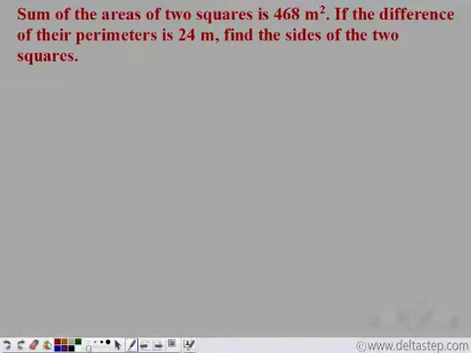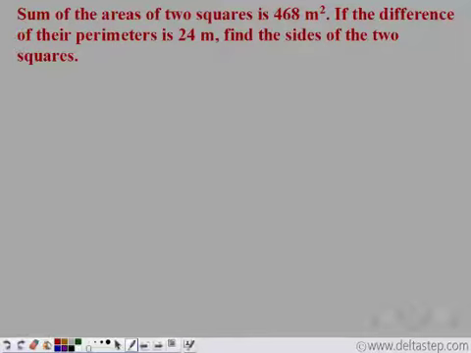So let us solve this problem. Sum of the areas of two squares is 468 meters square. If the difference of their perimeters is 24 meter, find the sides of the two squares.